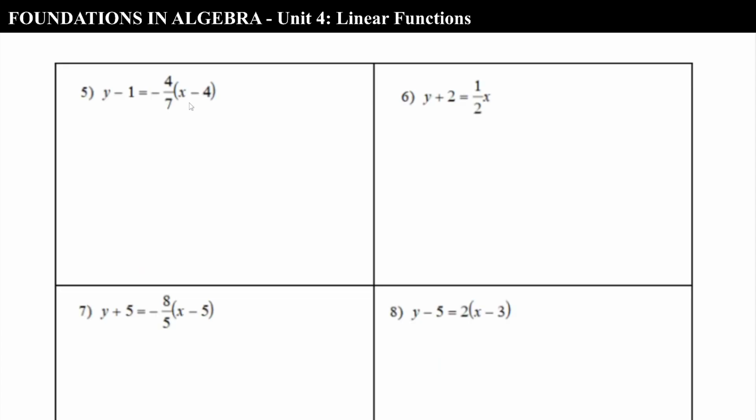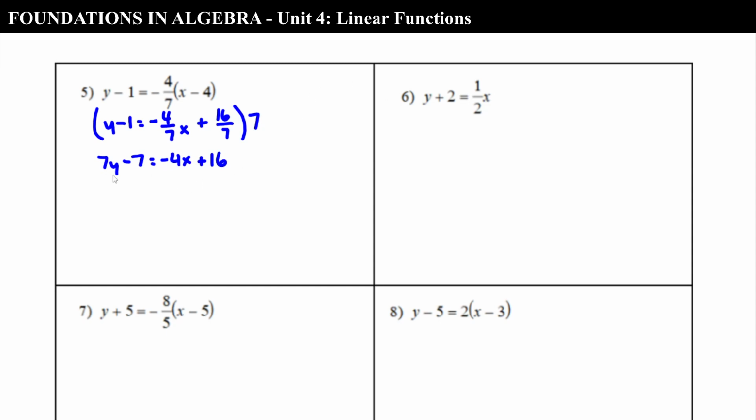Let's go on to example 5. Here we need to get rid of our parentheses by distributing first. So we've got y minus 1 equals negative 4/7 x minus, or actually it should be plus because we're doing minus a minus. And that's going to be 4 times 4 is 16 over 7. Now we're going to multiply everything by 7. So that gives us 7y minus 7 equals negative 4x plus 16.